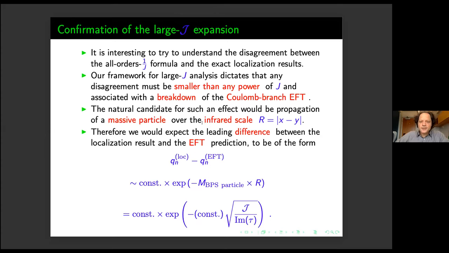So we'd expect the leading difference between the localization result and the EFT prediction to be of the form e to the minus mass of the BPS particle times the radius, which scales as e to the minus something times root J over m tau. So you can see immediately why the corrections get very small when you go to large R charge and get bigger as you go to weak coupling.